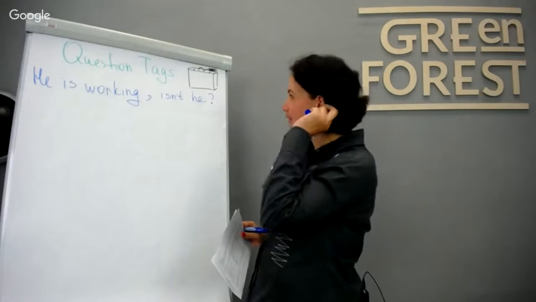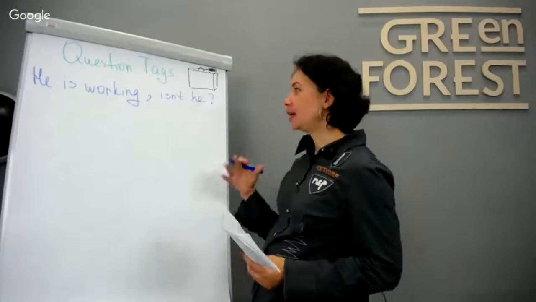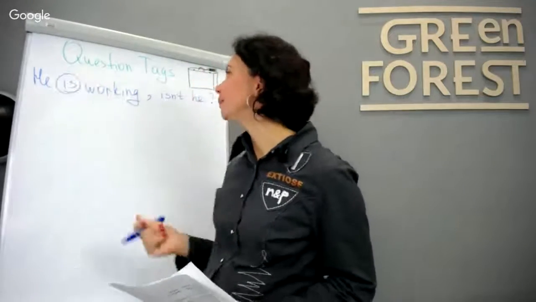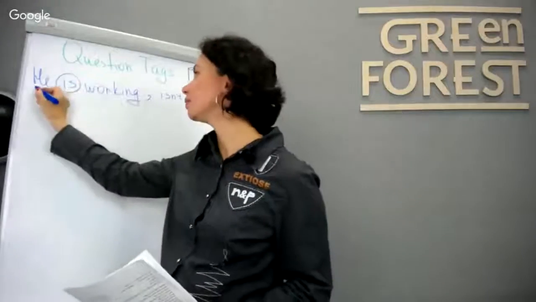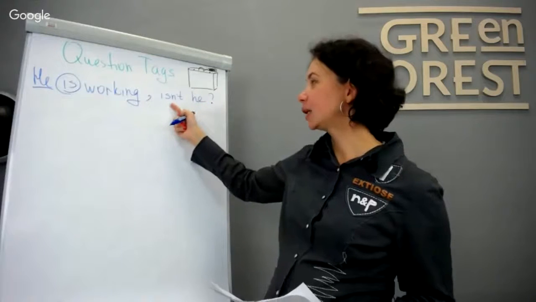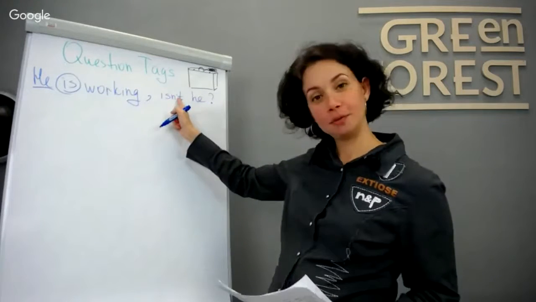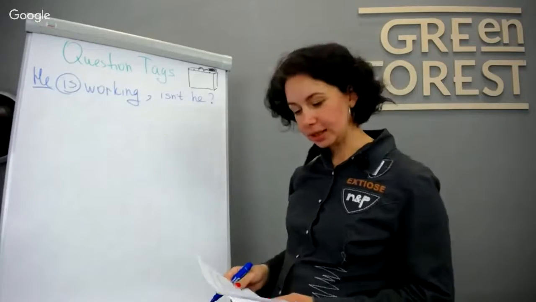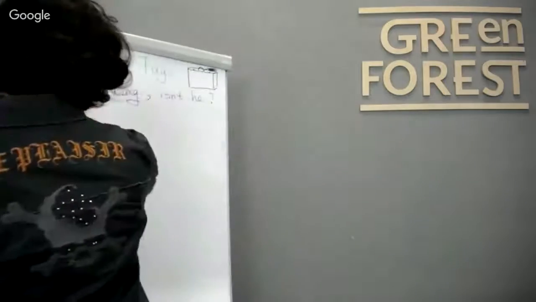So how to create such a question? We identify the auxiliary verb. In this case, the auxiliary verb is is, and we identify the subject, he. So we create he is working, isn't, negative form, he. And that's it. Let's look at the next one.